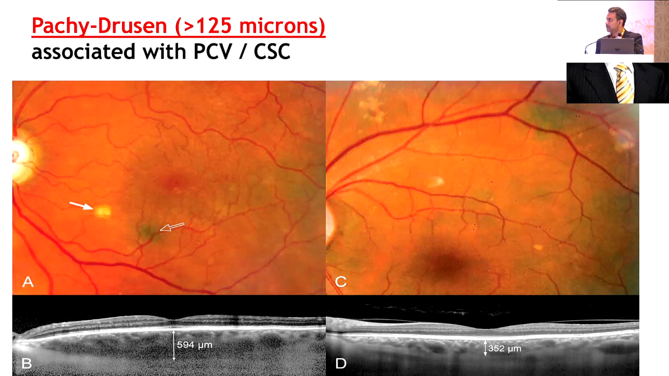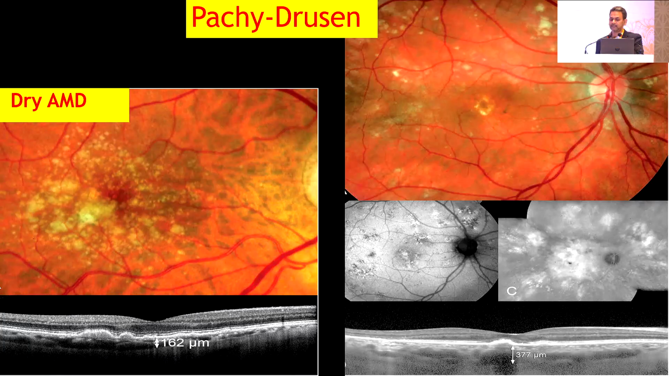So in this entity you can have what are called pachydrusen, which are more than 125 microns in size, and either singly or in pairs distributed all across the posterior pole, not like in a dry AMD where there is a thin choroid and there is a confluent drusen which is accumulated at the fovea.